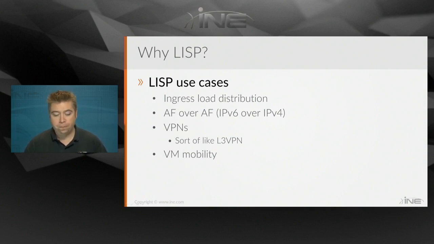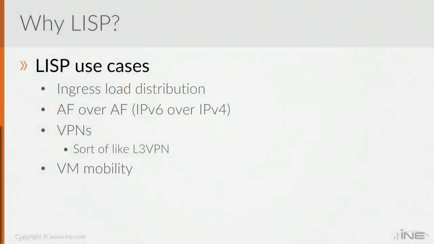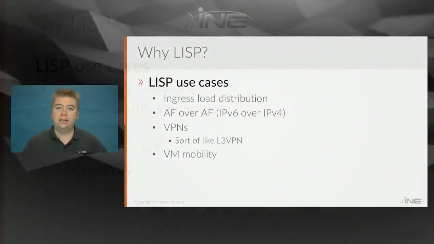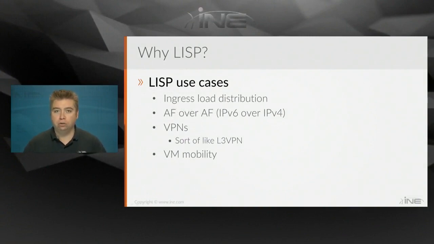The other big buzzword that goes along with LISP is VM mobility, which would be for your data center interconnects. If you do VMware vMotion from one data center to another, and you want to make sure that the ingress traffic is routed correctly to that VM, that's the other big use case. But we're going to be looking at the first three here, basically just the first two, I should say, in our examples. And if you go to Cisco's main LISP site, lisp.cisco.com, you can see other information about the particular applications of LISP.